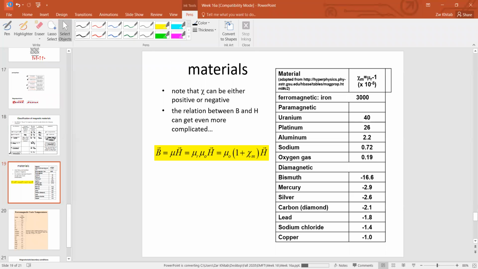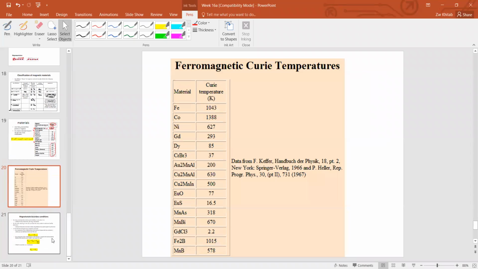Some more charts about the materials. Zeta m is given here. You can see that zeta m is mu r minus 1. Zeta m is the susceptibility, mu r is the relative permeability. For iron, it's very high, like 3000. There are some paramagnetic materials for which it's a little lower, right? And then we have the diamagnetic materials for which this susceptibility is even negative. But for ferromagnetic materials, it's in the thousands. Very strong magnetism for these materials. So go find out a few more.